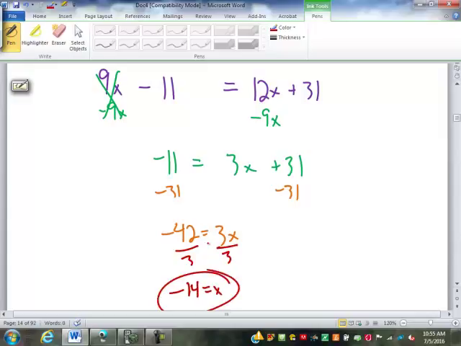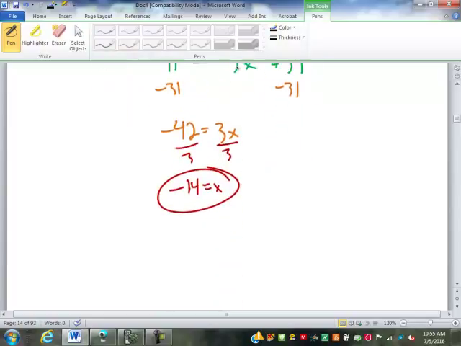How many of you had negative 14 equals x? That was a tough one. Okay, well, enough of those. We're going to shift gears slightly. And we are going to look at a problem like this.